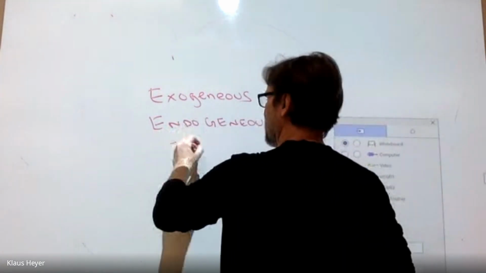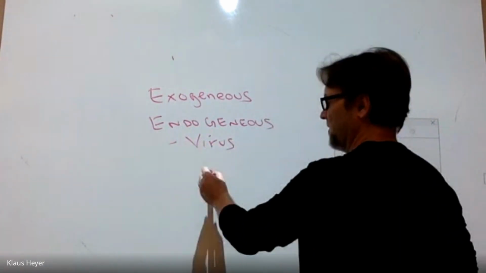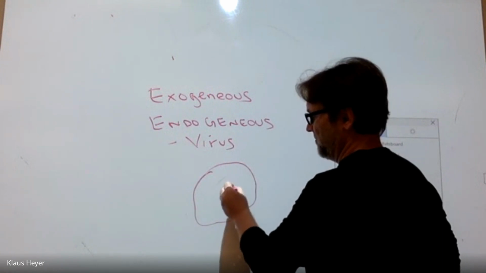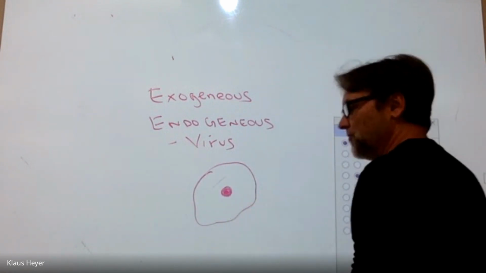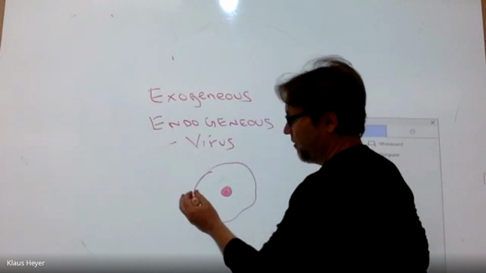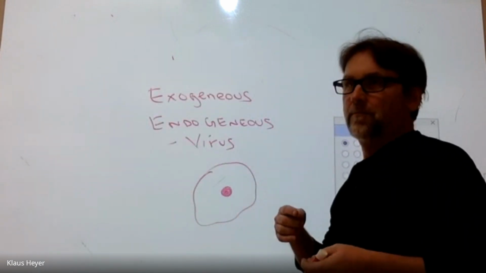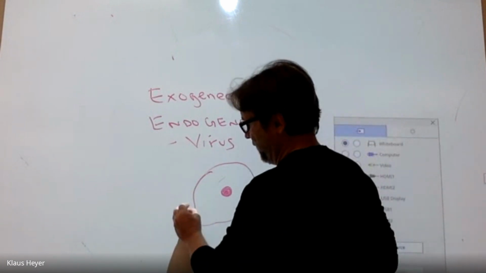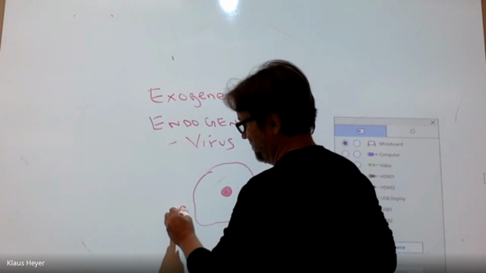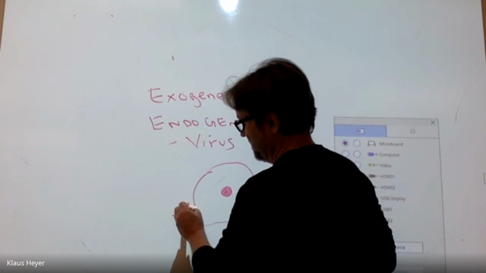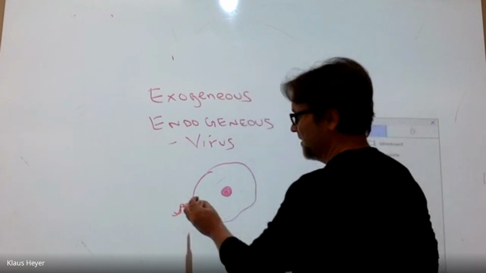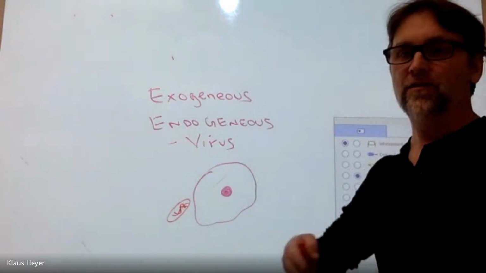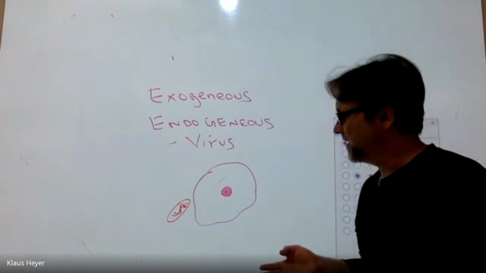So endogenous are viruses. Here's the cell. Here's the nucleus of the cell. And what viruses are is all DNA or RNA, either one. I'm just going to write this as DNA. I can't write that right. DNA surrounded by a protein. They're not even living. It's DNA surrounded by a protein.